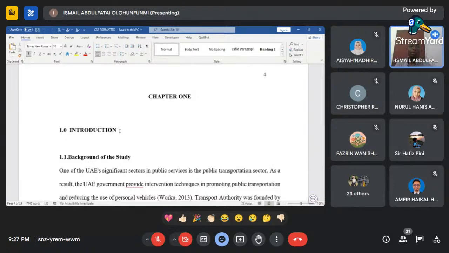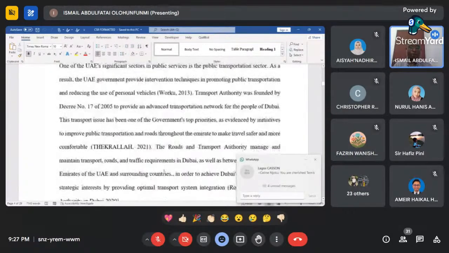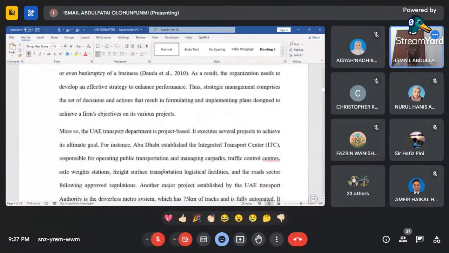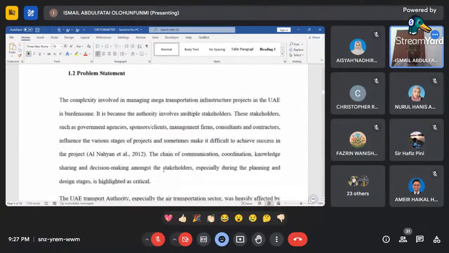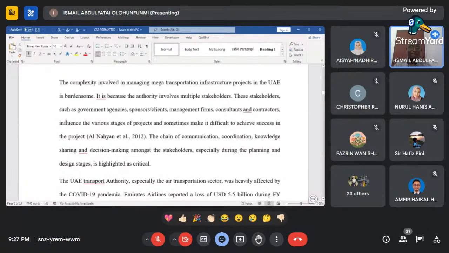Oh, I'm sorry. I've left it in the office. But let's look at this. Look at the background of the study, the problem statement. Look at the problem statement. They put the right references. References in our study are very, very important.